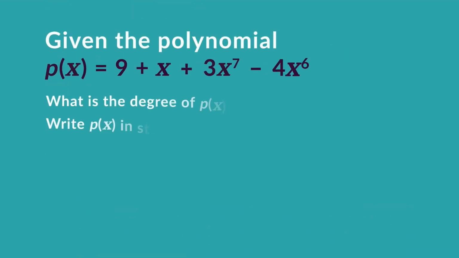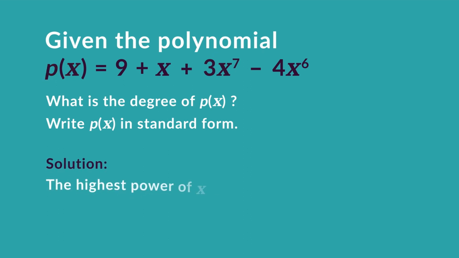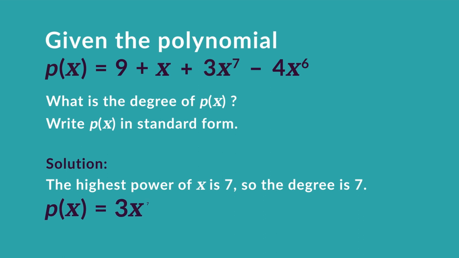Let's work through an example. In this case, the polynomial is called p of x. In the polynomial p of x, the term with the highest power of x is 3x to the power of 7. The exponent of x in this term is 7. Therefore, the degree of this polynomial is 7. So to write it in the standard form, the first term will be 3 times x to the power of 7. The constant comes last.